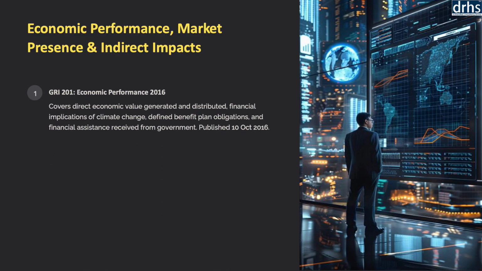GRI 201, Economic Performance, 2016, focuses on value creation and distribution, encompassing revenues, operating costs, employee wages, and community investments. It also integrates considerations such as financial risks arising from climate change and the fulfillment of defined benefit obligations, thereby linking financial resilience with sustainability imperatives.